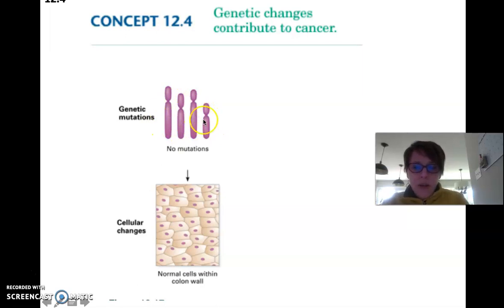We see 4 different chromosomes here, and there are 0 mutations, 4 normal chromosomes. So the cells that have those normal chromosomes are completely normal. These cells just happen to be found in the colon wall, so that's the large intestine. There's no cancer here, no mutations in genes that control the cell cycle. They have perfectly normal cells.